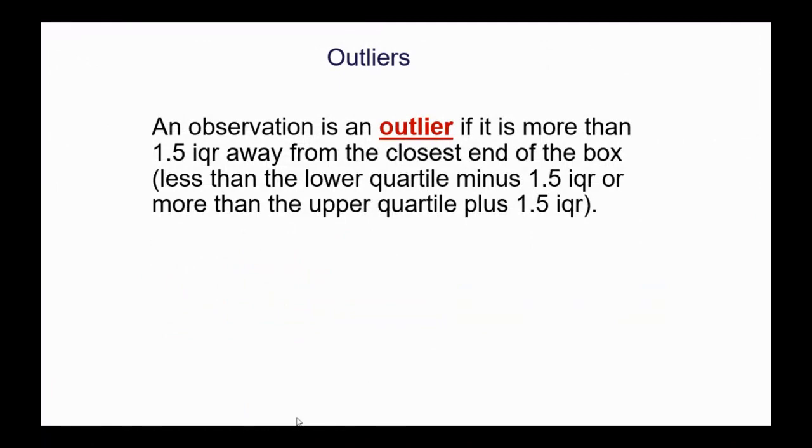So an observation is considered an outlier if it is more than 1.5 IQR away from the closest end of the box. Which means if it's the lower part, it'd be the lower quartile minus 1.5 IQR, or the upper quartile plus 1.5 IQR. If it's outside those ranges, then it's an outlier.